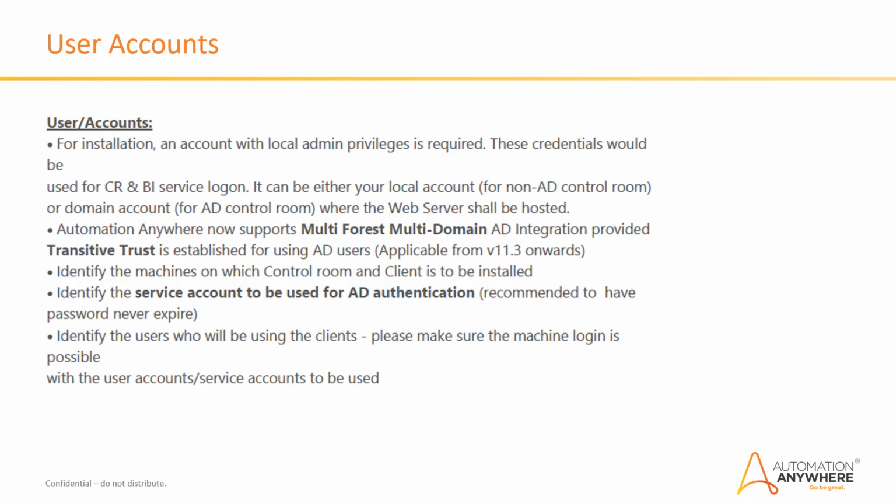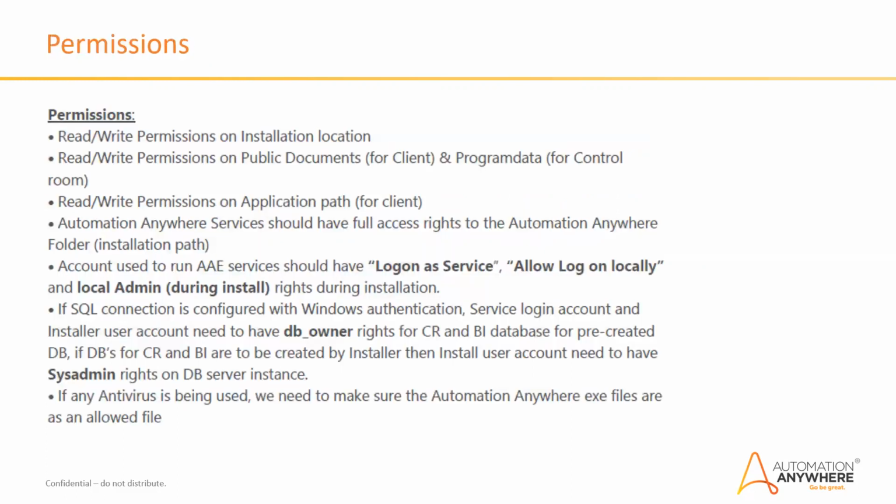Also make sure that you always identify who will be the users that will be using the clients. For those, machine logon is possible with user accounts or service accounts, so make sure that's all in place. From a permissions point of view, we're going to require read and write permissions to a couple of locations. One is the application path for the client, the public documents path for the client, the broken data folder for the control room, and obviously the installation location. So that's the minimum that is required.